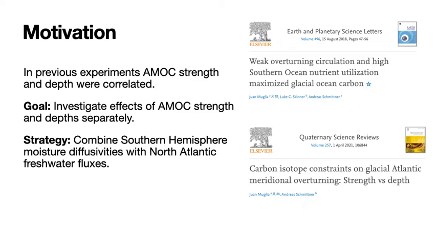So we combine this now with North Atlantic freshwater fluxes. So we perturb buoyancy fluxes both in the northern and in the southern hemisphere. And this, as we will show, using North Atlantic freshwater fluxes impacts AMOC strength with almost no changes in AMOC depth. So therefore, if we combine these two, we can vary AMOC depth and AMOC strength independently. And the results of this work, if you want to look into the details, are published in the Quaternary Science Reviews paper just published in April this year, 2021.